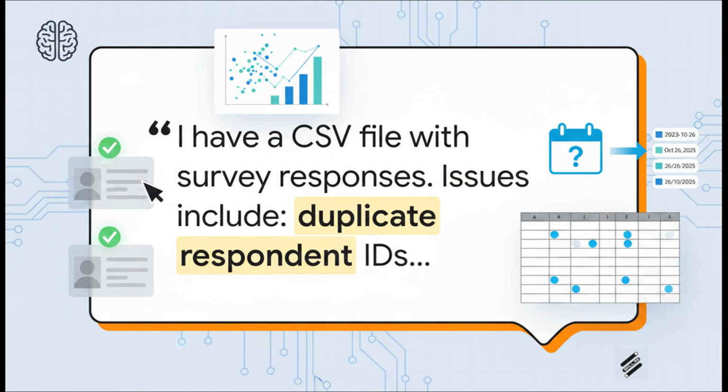But instead of banging her head against the keyboard writing a complex script from scratch, she turns to her AI co-pilot and just types out this simple, natural language prompt. I have a CSV file with survey responses. Issues include duplicate respondent IDs, missing values scattered throughout, dates in varying formats. Generate Python/R code to clean this, keeping the most recent duplicates and standardizing the dates. Boom! It is truly that simple to command the AI to start doing the heavy lifting.